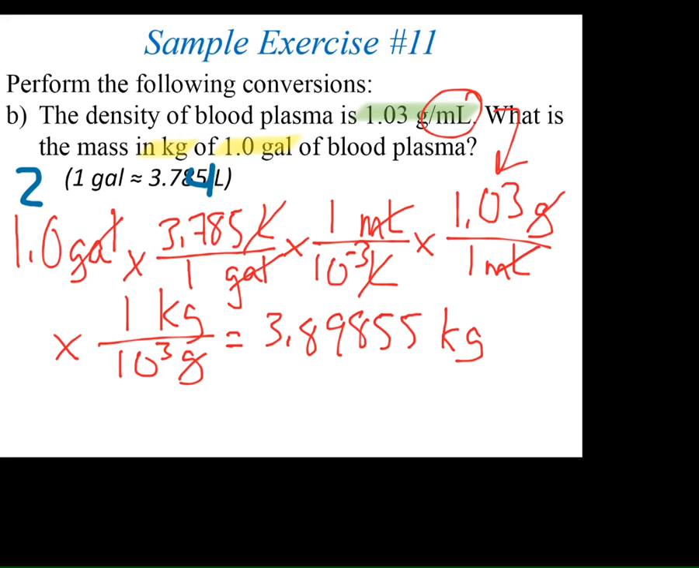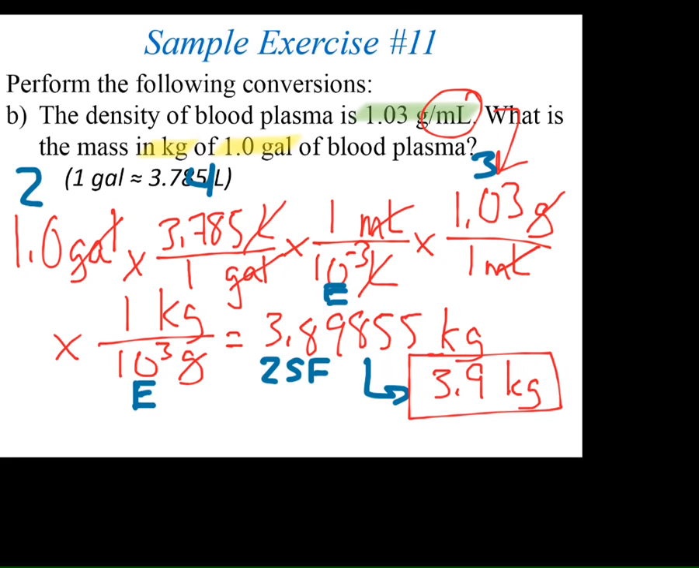How about milliliters to liters? That's exact, because that is metric to metric, right? How about 1.03? That was measured, right? So that's 3. How about 10 to the third? Metric, that's exact. So what's the fewest? 2, 4 exact, 3 exact. 2 sig figs. So round that off, and you're going to get what? 3.9 kilograms.